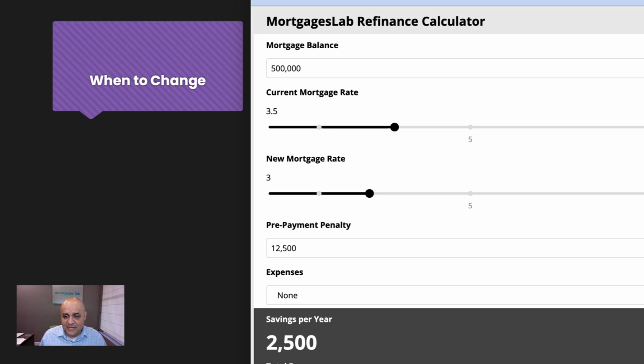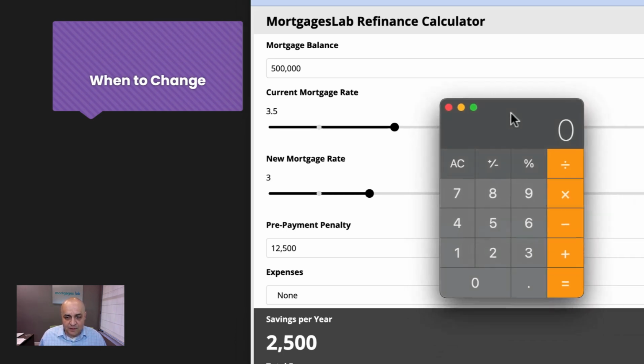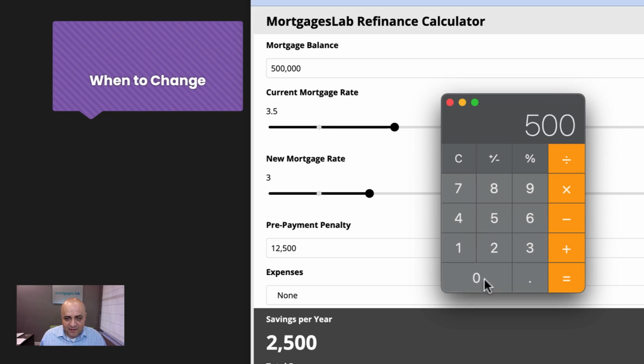So first of all, let's calculate the penalty. Okay, so I'm gonna bring my calculator here. So if you have a balance of 500,000 on a fixed rate, remember fixed rates will charge the higher of 3 months interest and an IRD, or interest rate differential penalty, which is a little bit of a math to do on a video. What I recommend is always ask your lender to know the exact number, but we're going to assume that the penalty on this mortgage is 2.5%. So we take 500,000 times 2.5%, okay?